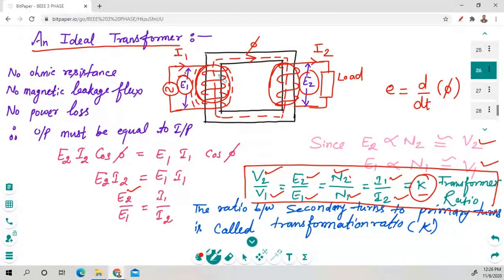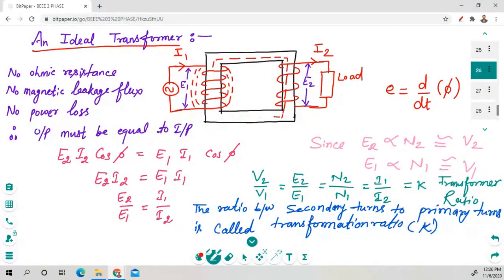Any doubt till now how we have calculated this transformer ratio? Write in chat box. Understood? Any doubt till now?